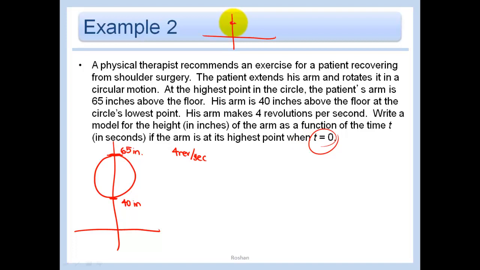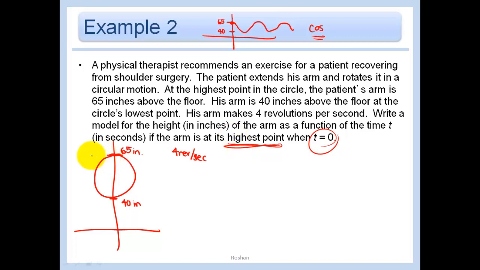We know that we start high and then it goes lower like that. And the highest point is 65 and the lowest point we ever hit is 40. So clearly it's going to be a cosine graph, right? Because it starts at its highest point. This right here tells us it's going to be a cosine graph. Okay, so we're dealing with cosine.